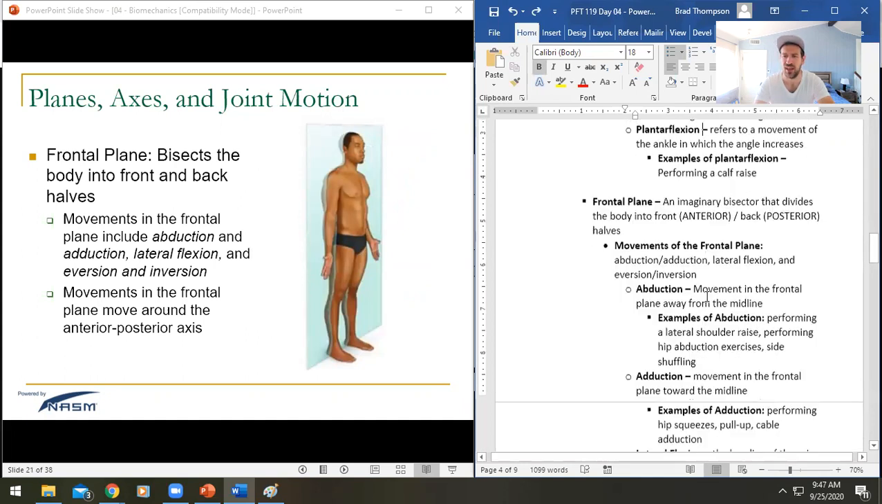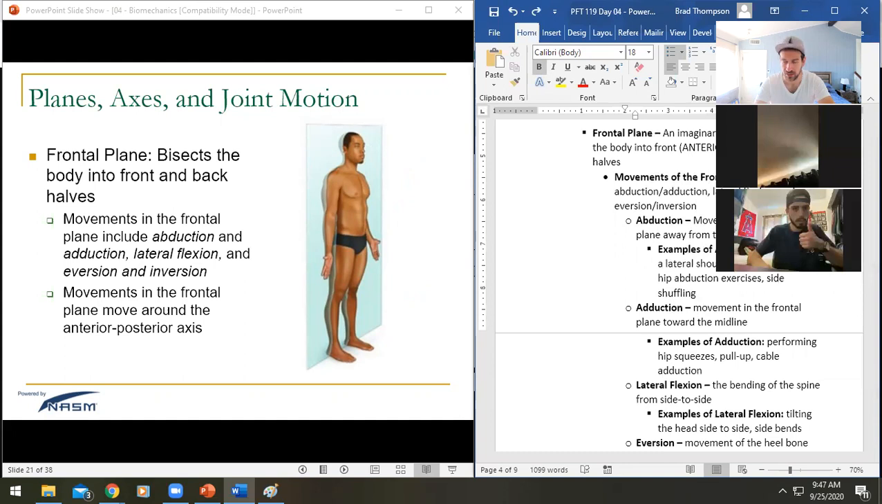All right, how are you feeling about the sagittal plane? Questions, comments, concerns? Cool, cool.